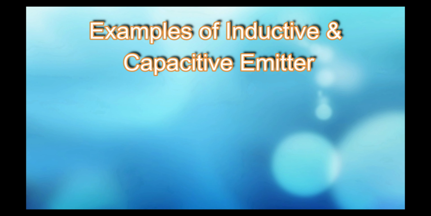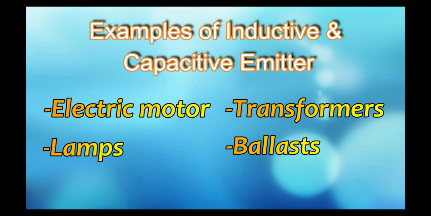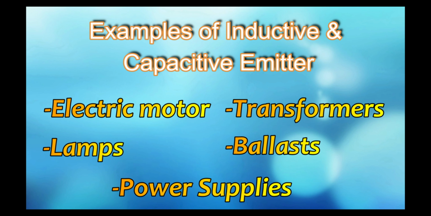Examples of switching loads which are inductive or capacitive are electric motors, transformers, lamps, ballast, and power supplies, which can cause electromagnetic interference, especially at currents above 2 amperes.